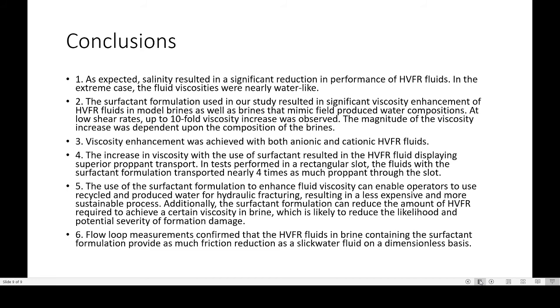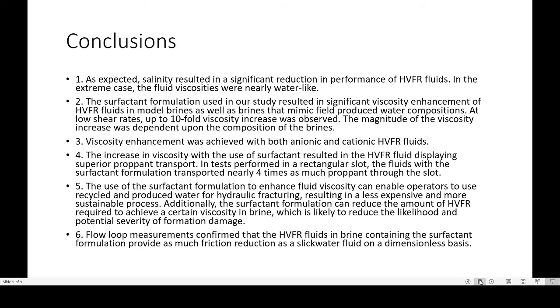The increase of viscosity with the use of surfactant resulted in the HVFR fluid displaying superior proppant transport. In tests performed in a rectangular slot, the fluids with the surfactant formulation transported nearly 4 times as much of the proppant through the slot. The use of surfactant formulation to enhance fluid viscosity can enable operators to use recycled and produced water for hydraulic fracturing, resulting in a less expensive and more sustainable process. Additionally, the surfactant formulation can reduce the amount of HVFR required to achieve a certain viscosity in brine, which is likely to reduce the likelihood and potential severity of formation damage.